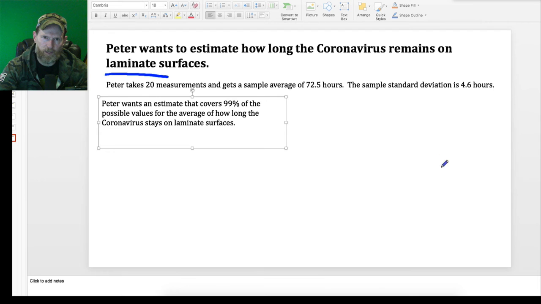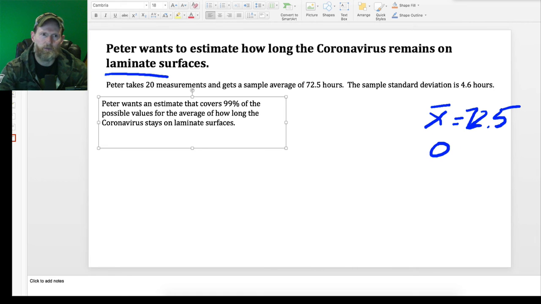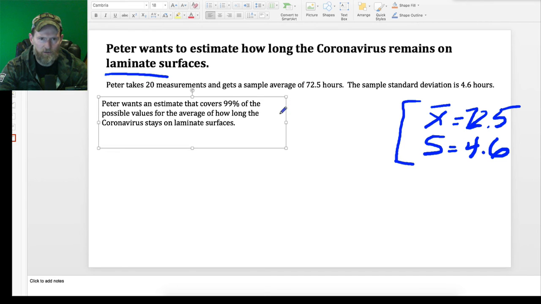So before we do anything, we could park that somewhere and say X bar equals 72.5 hours, and sigma, or excuse me, S, see what I did there? Almost made a mistake, happens. S is 4.6. So these two go hand in hand together. He wants an estimate that covers 99% of the possible values for the average of how long the coronavirus stays on laminate surfaces.